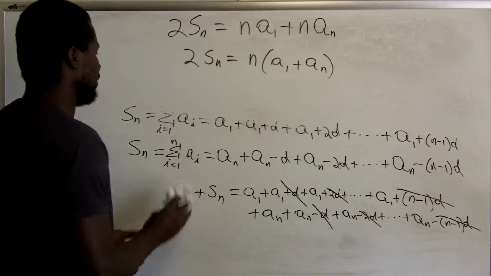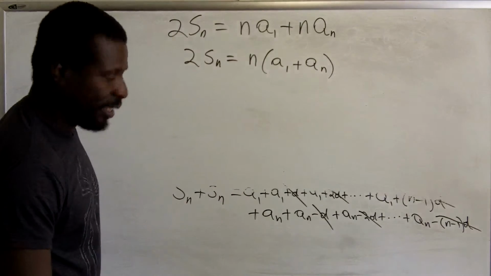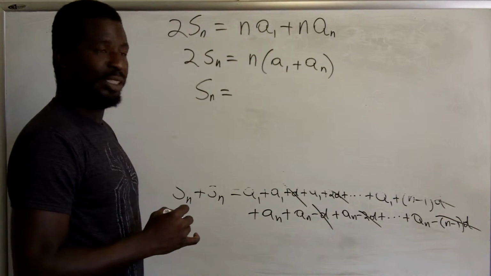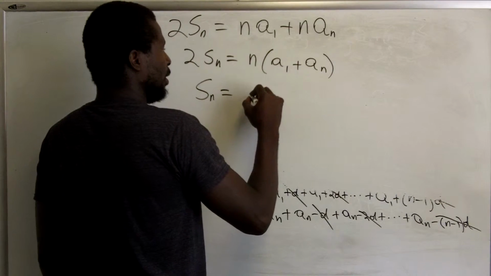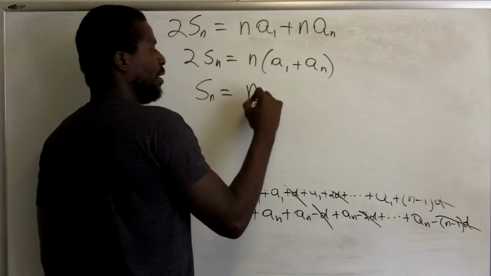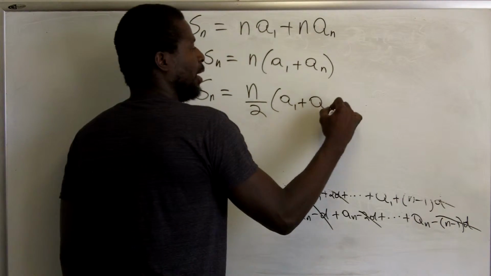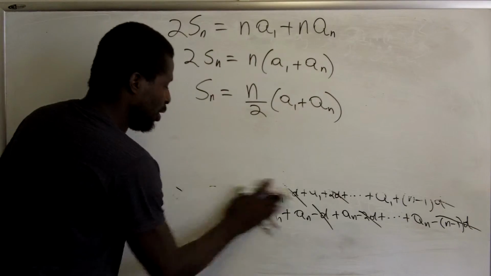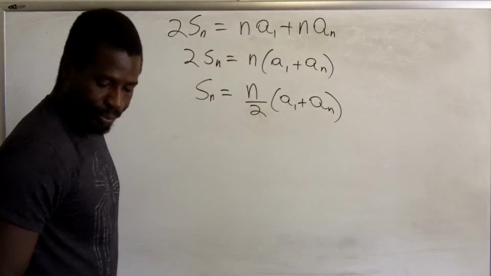and in that case we see that the nth partial sum for an arithmetic series is, you divide both sides by 2, Sn equals n over 2 times a1 plus an. And that would be the nth partial sum of an arithmetic sequence.